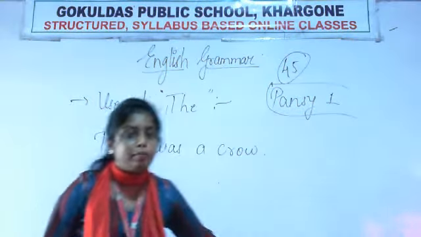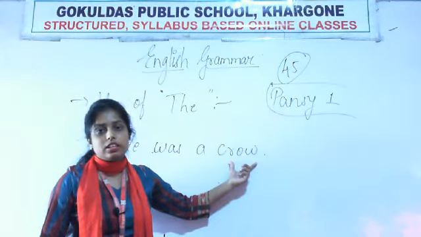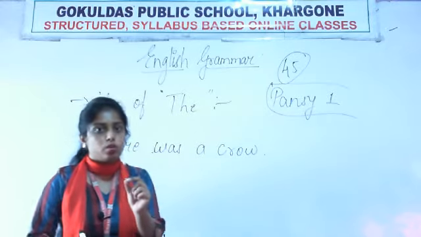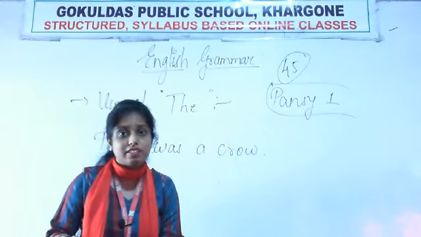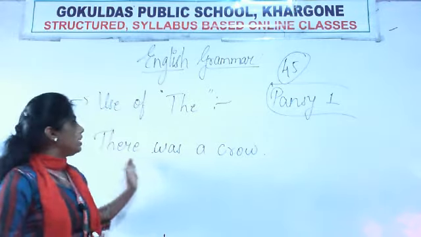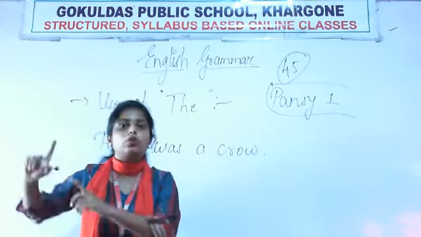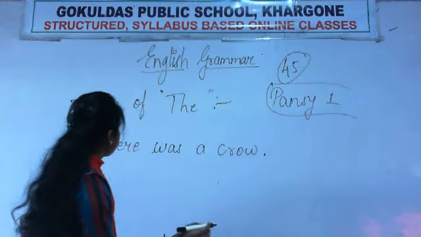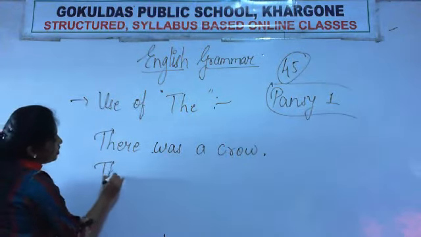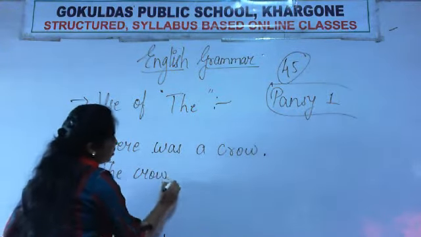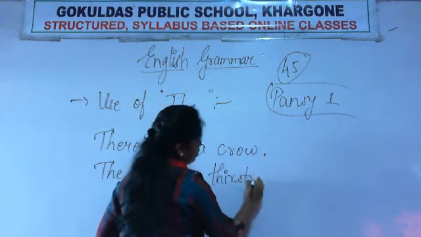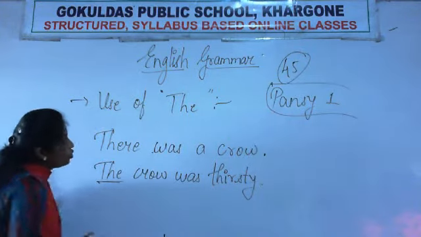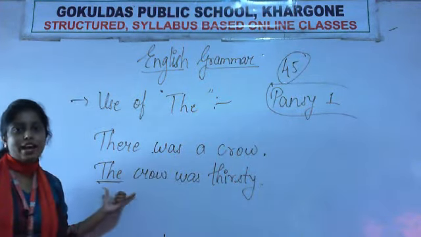Now I am talking about this crow here particularly. मैंने अभी एक ही बार crow का जिक्र किया, राइट? मैंने अभी एक ही बार crow के बारे में बताया. Before this you were not familiar with this crow, ठीक है? तो there was a crow, एक crow था, है ना? Now in the story what I will do, I will write the next line as the crow was thirsty. The crow was thirsty. Okay, the crow. I have used the.